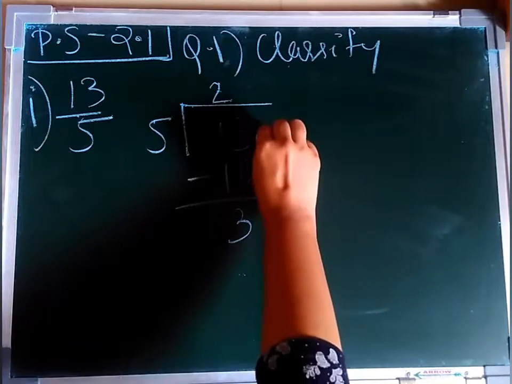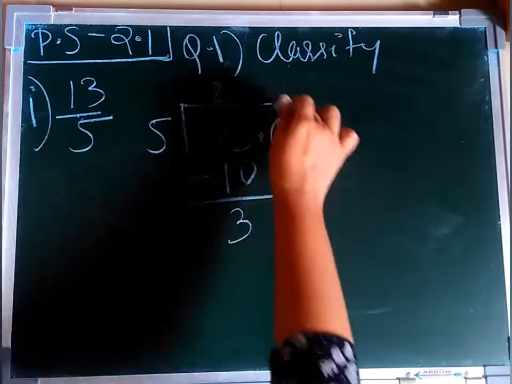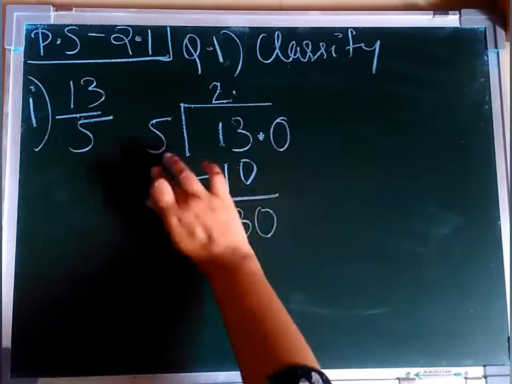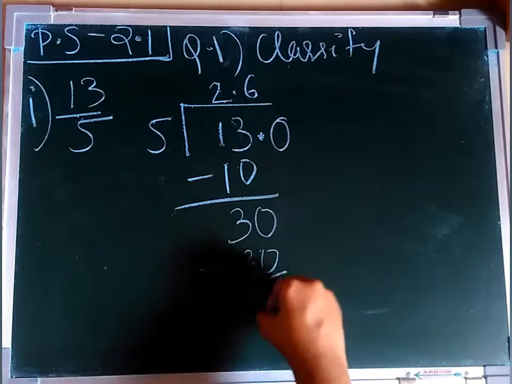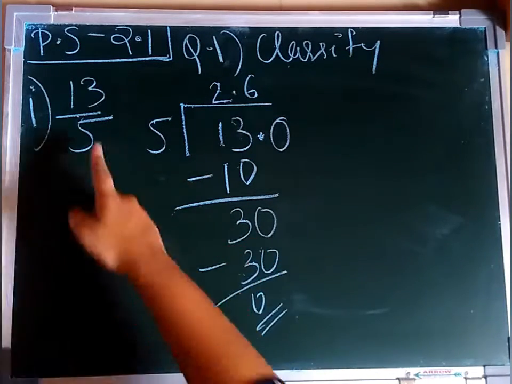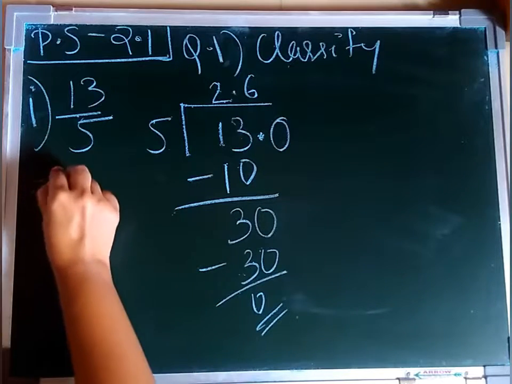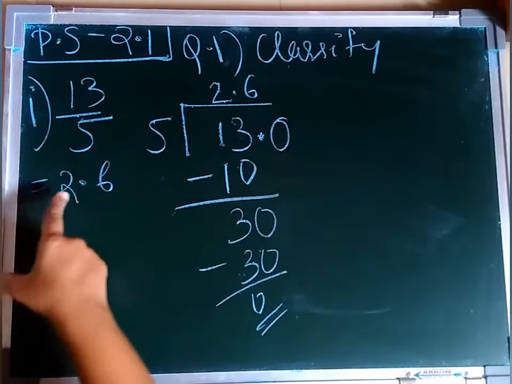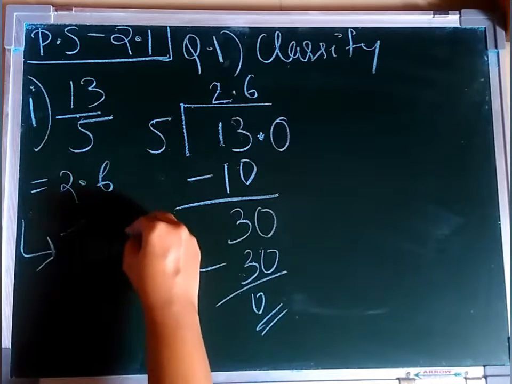First I will introduce a decimal point and then put a 0. This 0 I will use here. So 5 sixes are 30, and then I got remainder 0. So the decimal form of this 13 by 5 is 2.6, and this is of the terminating type.